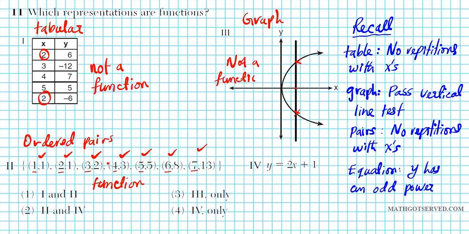Okay, all right, and then for option 4, y has a power of 1, which is odd. This is your algebraic representation. It has a power of 1, which is odd. Guess what? It is a function. Had it been that y had a power of 4 or 2, an even power, then it would not be a function. Okay? So we're asked which ones are functions. So option 2 is a function, and option 4 is a function also. So our correct answer is option number 2.